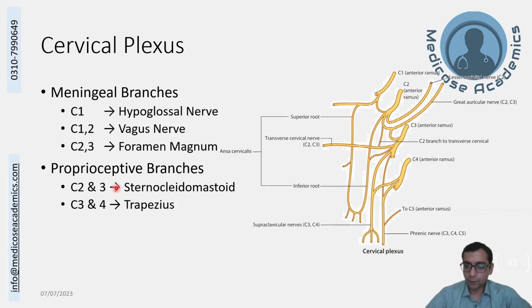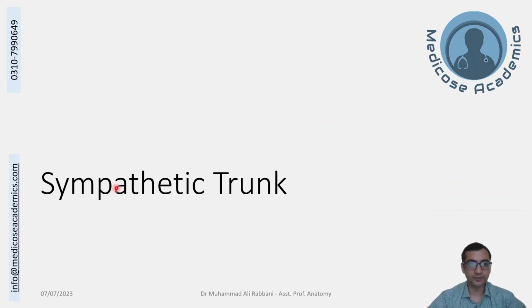They may have some motor fibers, because it has been noted that even after complete sectioning of the accessory nerve, in some people there may be some motor movement present here. So this is due to these proprioceptive branches. So this is about the cervical plexus.